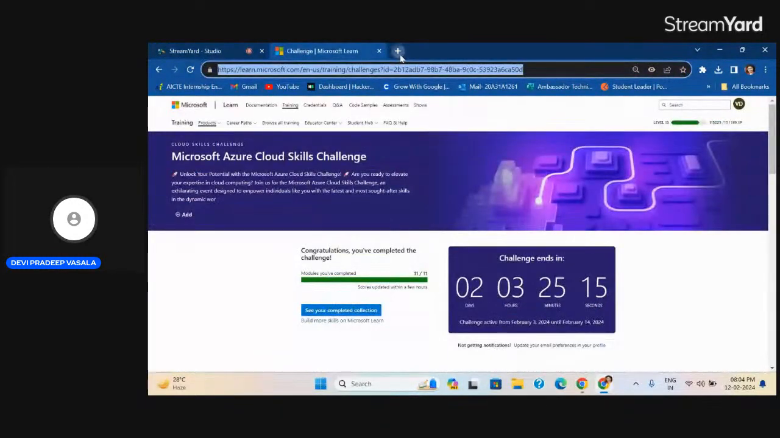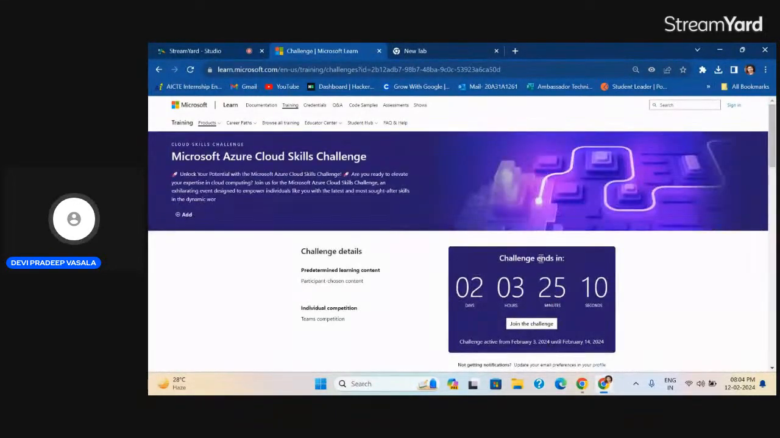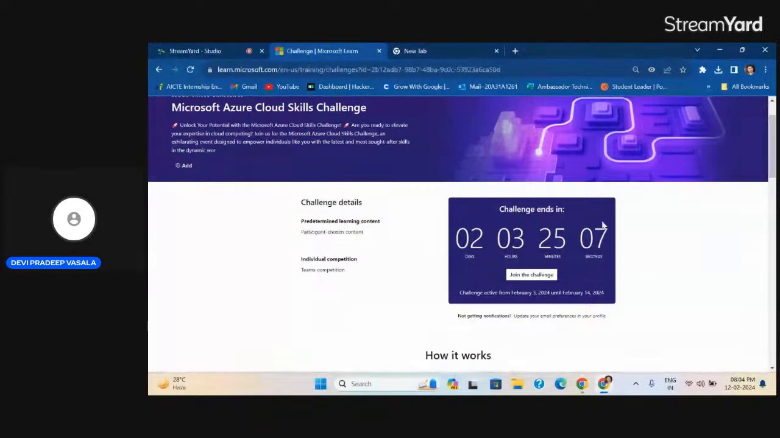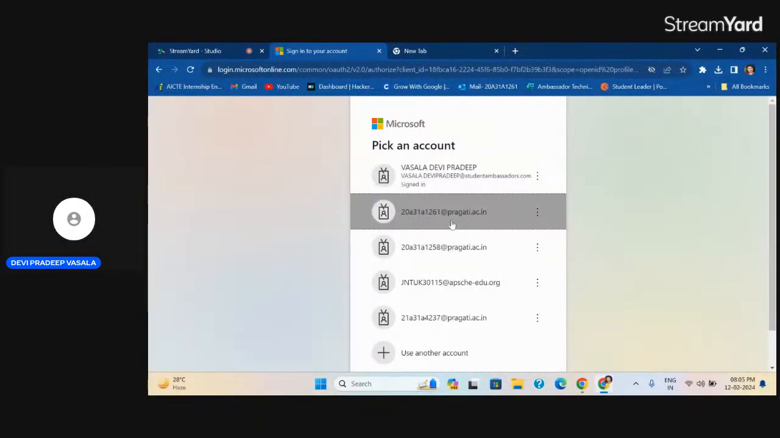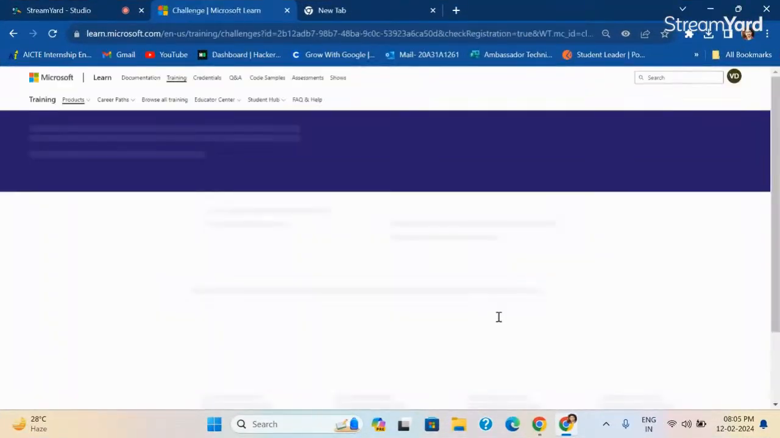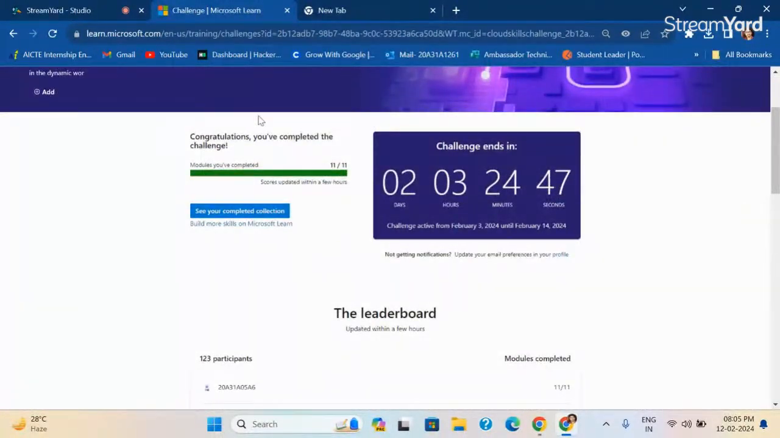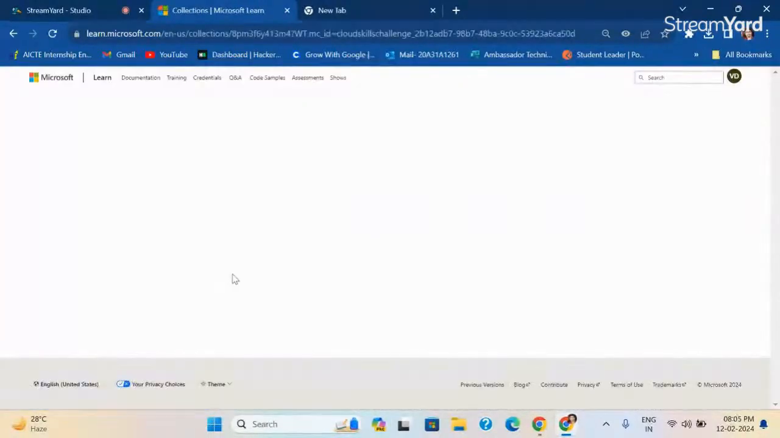I am signed out from this account. When you click on this challenge, you get an interface like this. Click on join the challenge. Whatever account you have created and set with the MS Learn portal, please choose that account. My account is this, so I'm signing into this account. I have completed all the modules here, 11 out of 11 modules. For you, it will show go to see your challenge. So now go to this challenge.